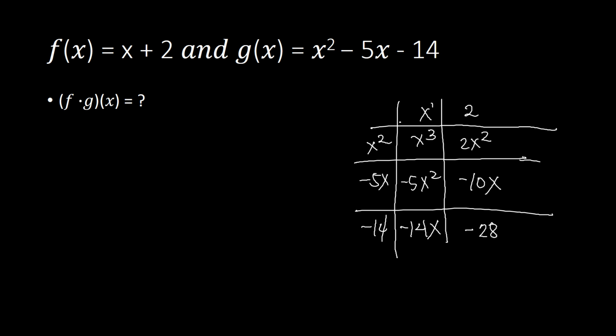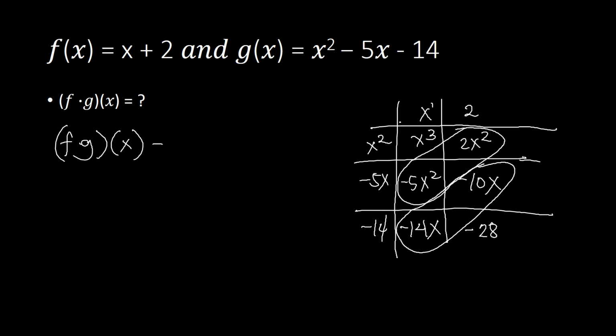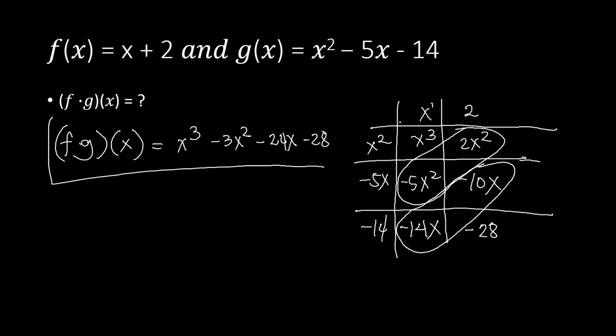Then we are going to combine those that are inside, following the diagonals. We combine that one by adding. So those two will be copied. So we've got f times g of x. That will be equal to x cubed. Then we have negative 5x squared plus 2x squared. So negative 5 plus 2, that's negative 3, copying x squared. Negative 14x plus negative 10x, that will be negative 24x. Then we copy minus 28. So this is now our final answer for the product of the two functions.